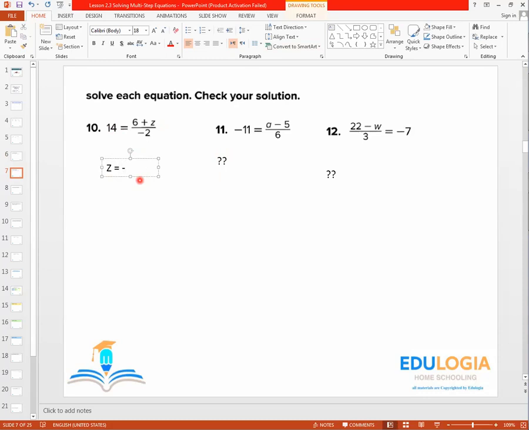Okay, negative 28. And transferring 6, it will be negative 6. Okay, now we have to add. Same sign, add and keep. Negative 28 minus 6 is negative 34. Negative 34. That's all.